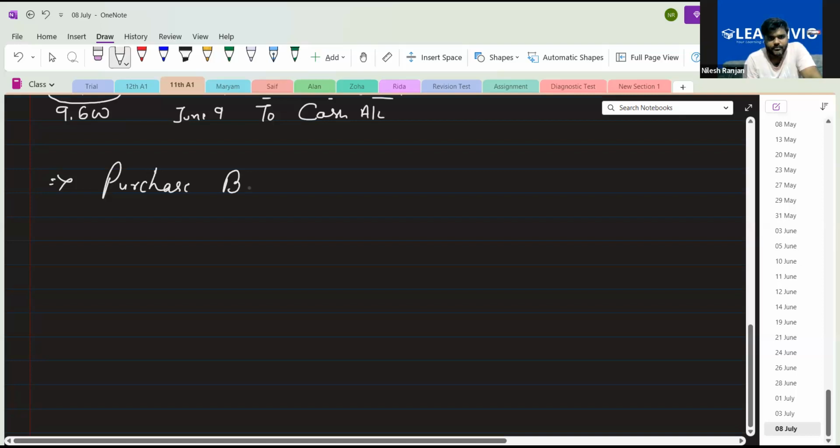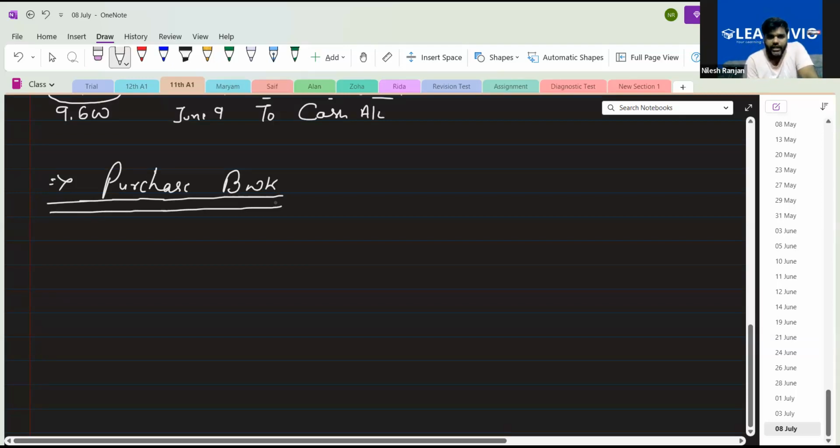Purchase book. Now, if you remember, in the beginning, I told you that all this special purpose book or subsidiary book is part of journal. And if it is part of journal, there is a concept in journal that for every transaction, there will be one entry. That's it, not two entries. For every transaction, there will be one entry.